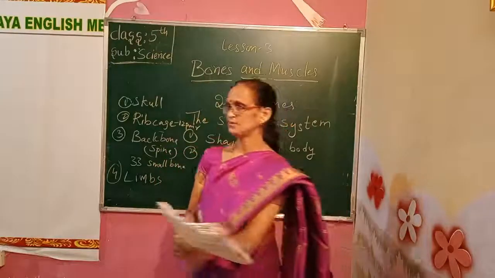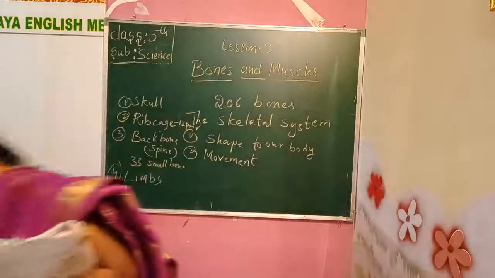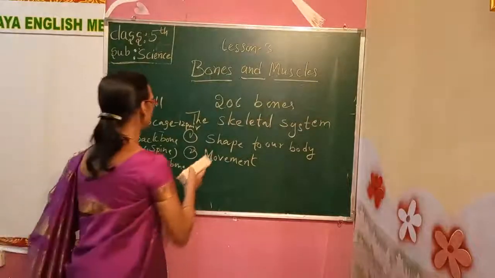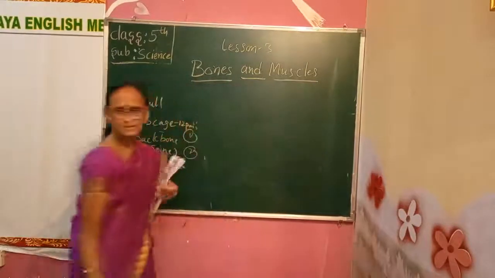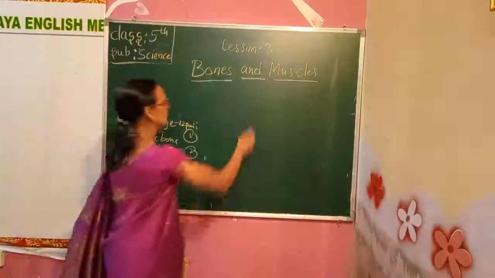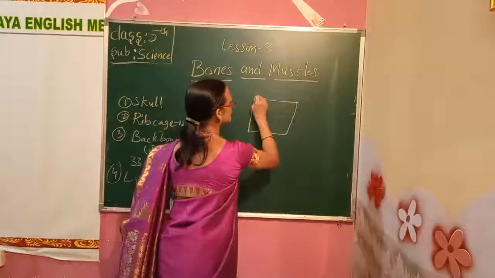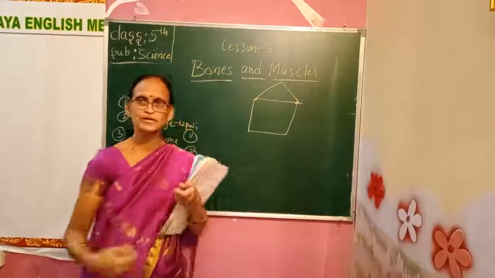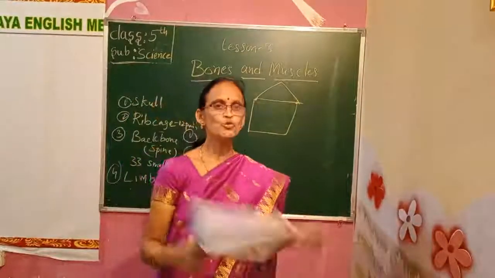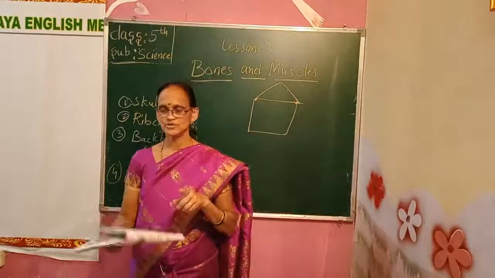What is a joint? Suppose you are drawing a house and you are joining two lines. The meeting point is called a joint. Like that, in your body there are so many joints. When two bones join together, it is called a joint.